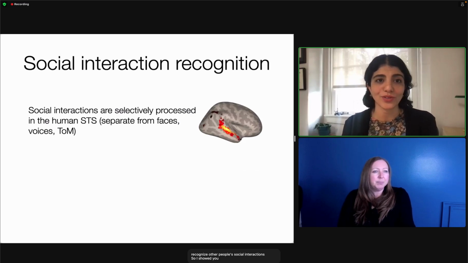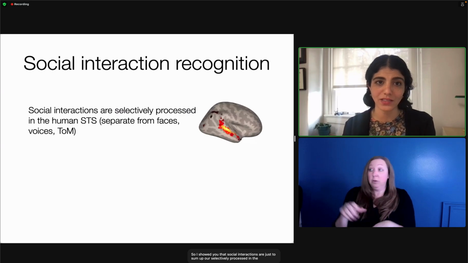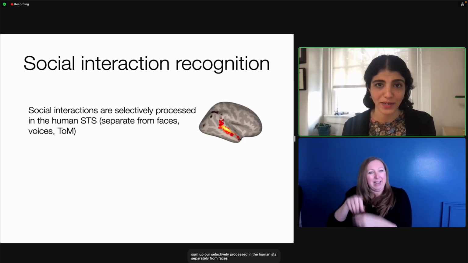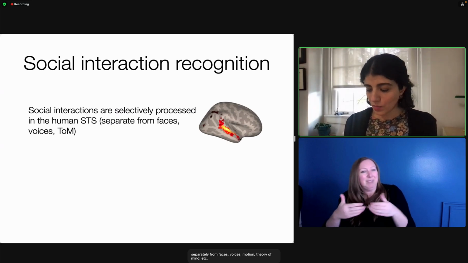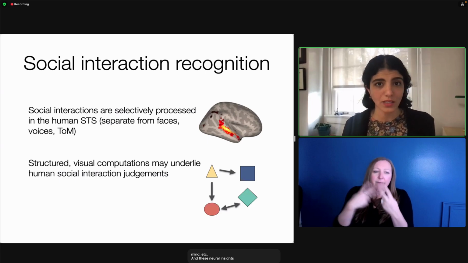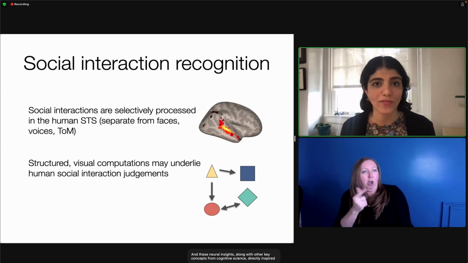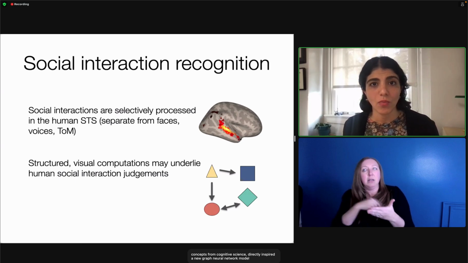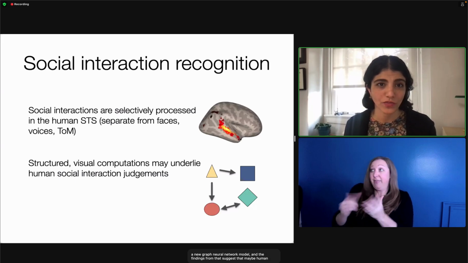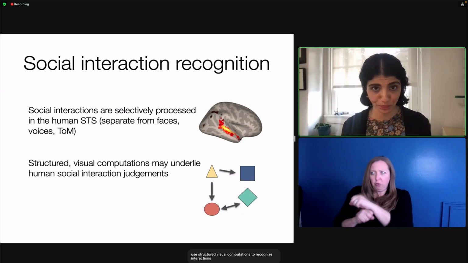I showed you that social interactions are, just to sum up, selectively processed in the human STS separately from faces, voices, motion, theory of mind, etc. And these neural insights, along with other key concepts from cognitive science, directly inspired a new graph neural network model. And the findings from that suggest that maybe humans use structured visual computations to recognize interactions.